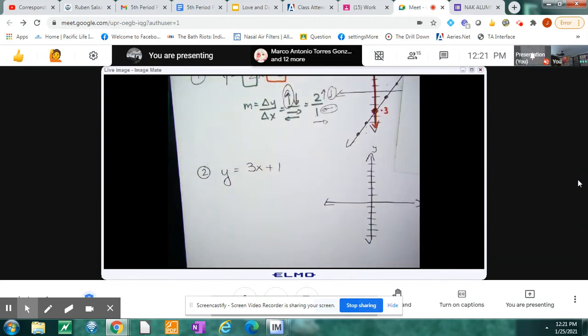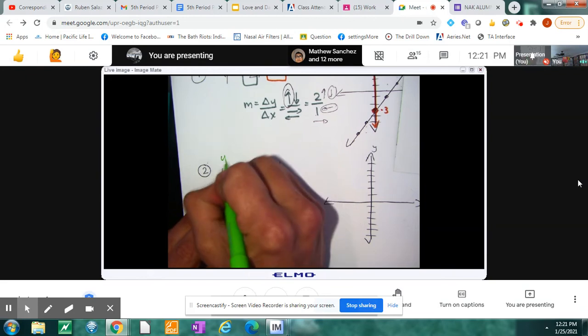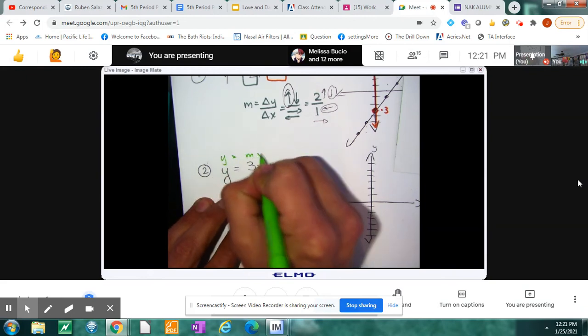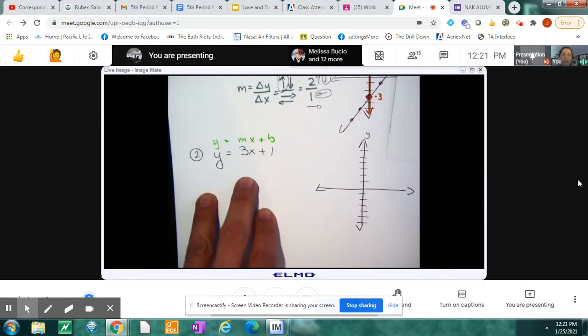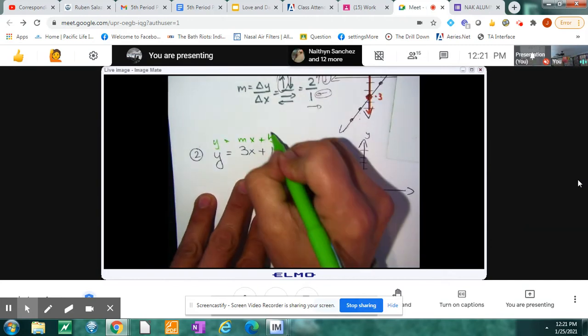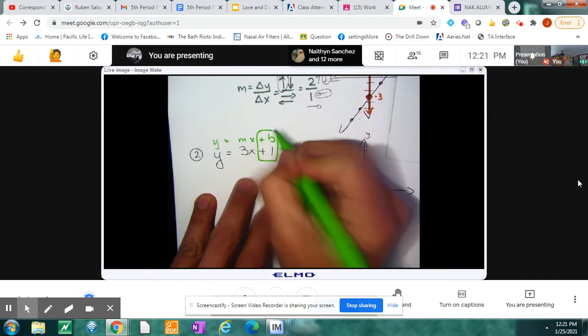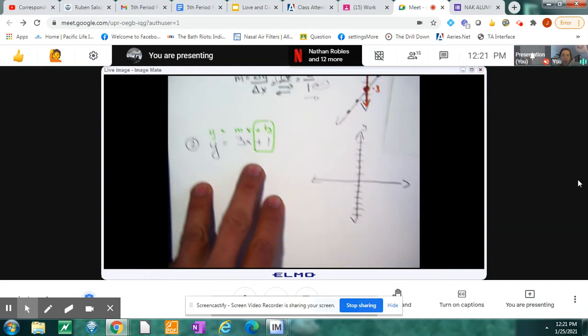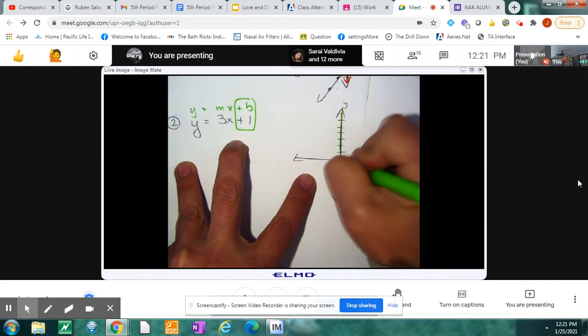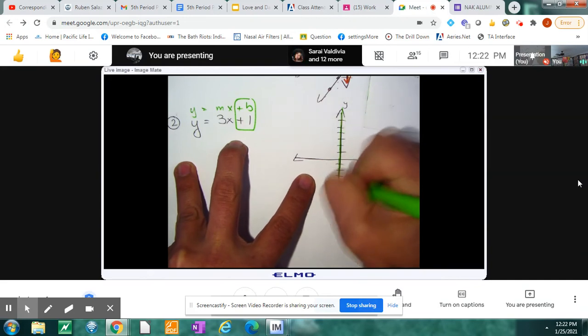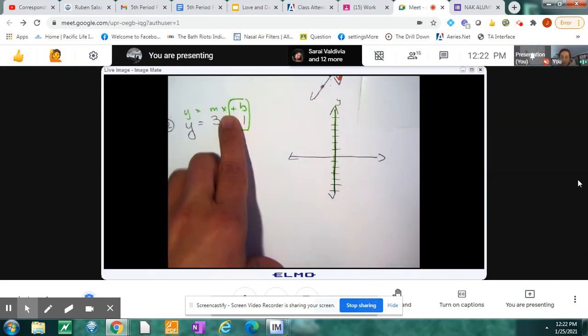Now, what do we do next? Yeah, we write y equals mx plus b. Where do we start? Yeah, b, b, b. That's 1. Positive 1 on the y-axis. Come on, guys. Don't get lazy on me. Positive 1.